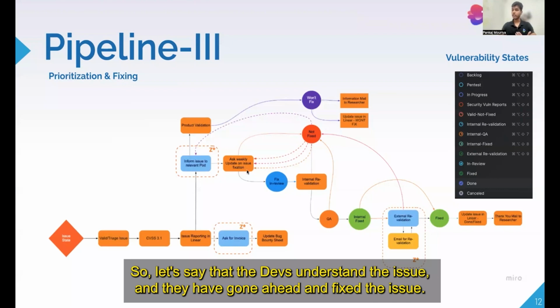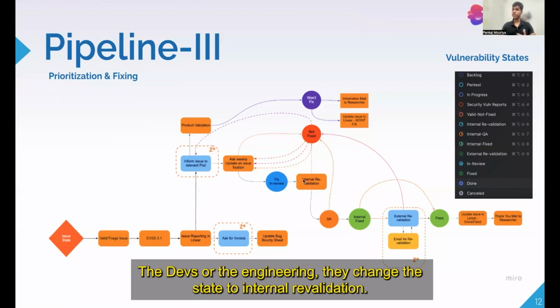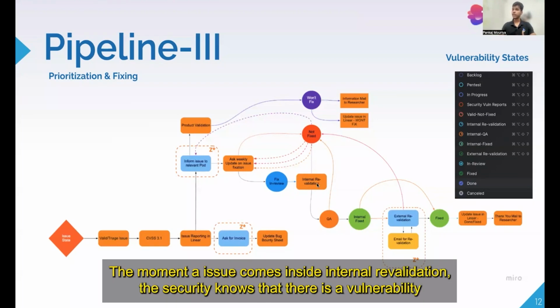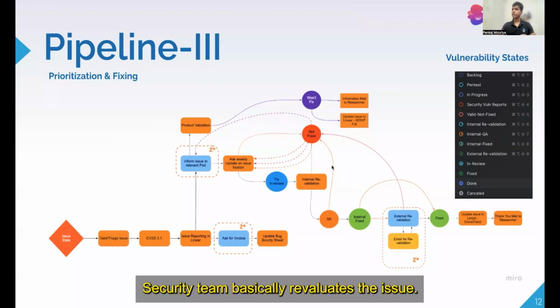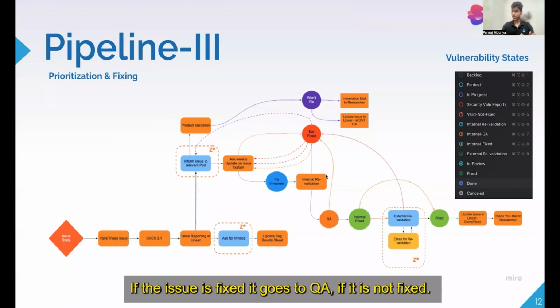So let's say that the devs understand the issue and they have gone ahead and fixed it. The devs or the engineering change the state to internal revalidation. The moment the issue comes inside internal revalidation, the security team knows that there is a vulnerability which needs to be revalidated, and it has been fixed on staging by the engineering. The security team revalidates the issue. If the issue is fixed, it goes to QA.